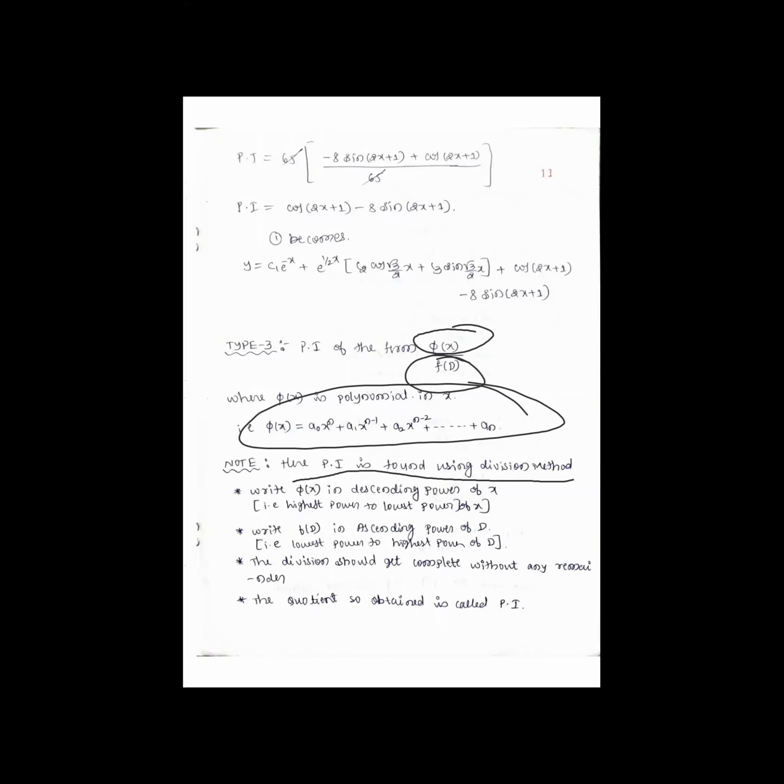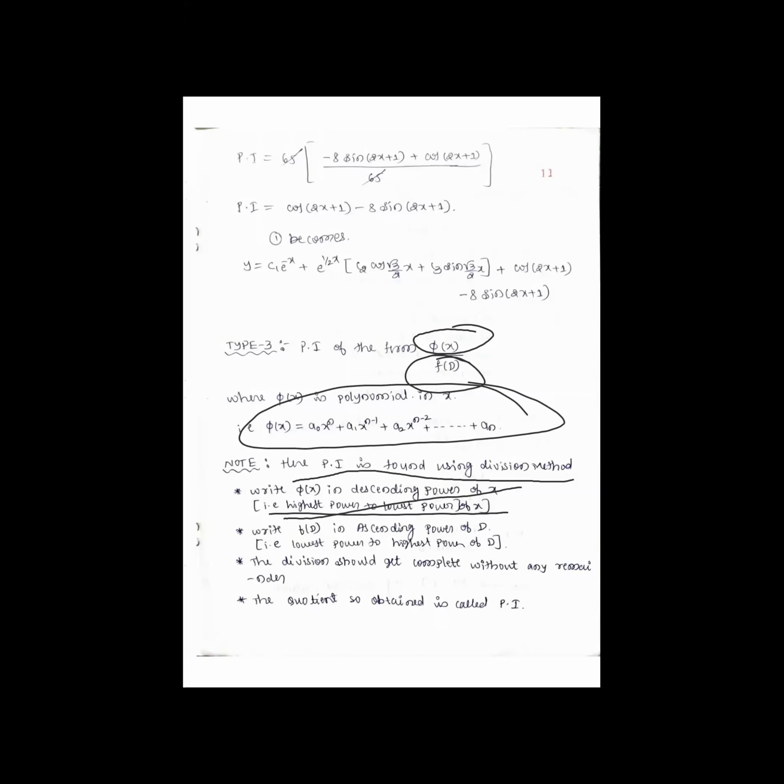So the numerator we are writing, phi of x, in the descending powers of x. Phi of x is a function of x. That is, write it from highest power to lowest power of x. Please try to arrange it from highest power to lowest power.